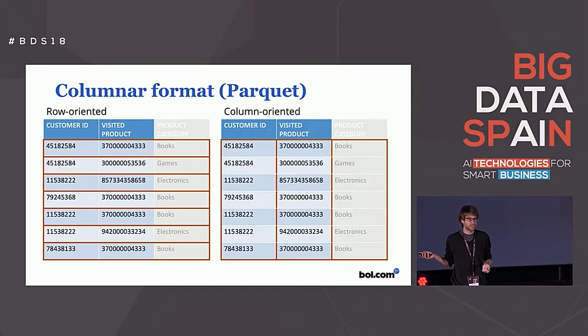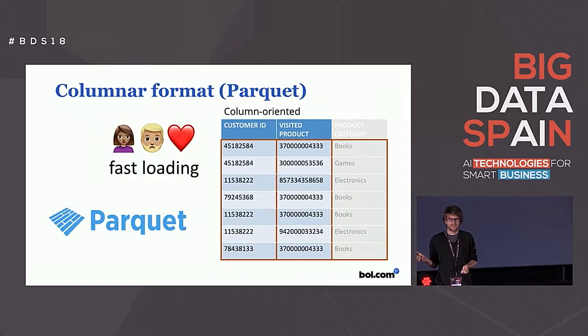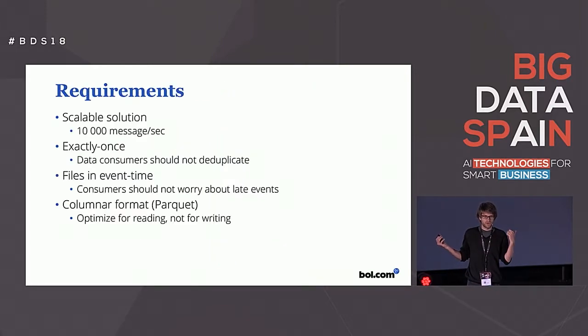In contrast, with a column-oriented format, because we stored it in columns and Peter is not interested in the category, we can just decide not to read that column. And it makes it basically faster. So both our data analysts, Katie and Peter, do love fast loading. So we want a columnar format. And the go-to columnar format in this Apache Hadoop landscape and file landscape is Parquet. So we went with Parquet. So let's get back to our requirements.